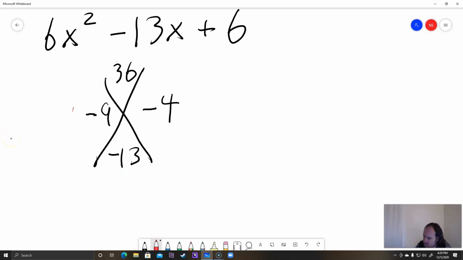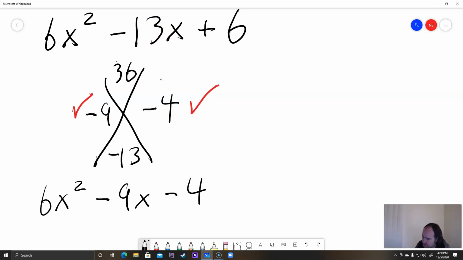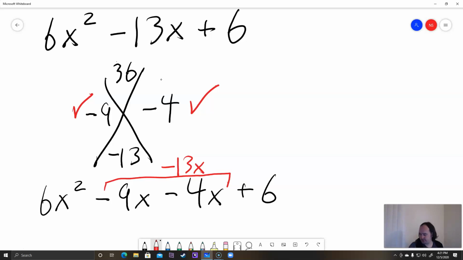Okay, so those are our winning numbers. And then we go ahead and rewrite the middle term, negative 13x, and split it up with these two numbers. Okay, so instead of negative 13x, we're now going to have negative 9x minus 4x. Okay, so those middle two terms are just the same as negative 13x. Okay, and then we can go ahead and factor this by grouping.